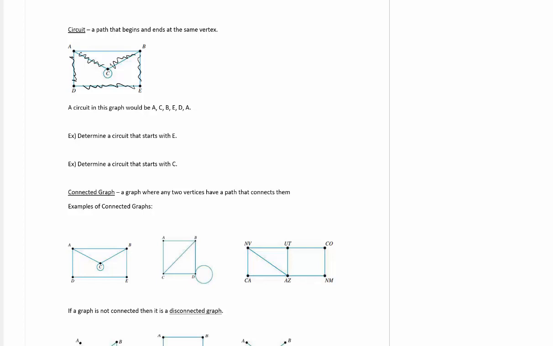All right, so let's determine a circuit that starts with E. If I start with E, I could go E to D, D to A, A to B, and then B to E. That would be one particular circuit. Now, there are other circuits that we could write, but that's one example.